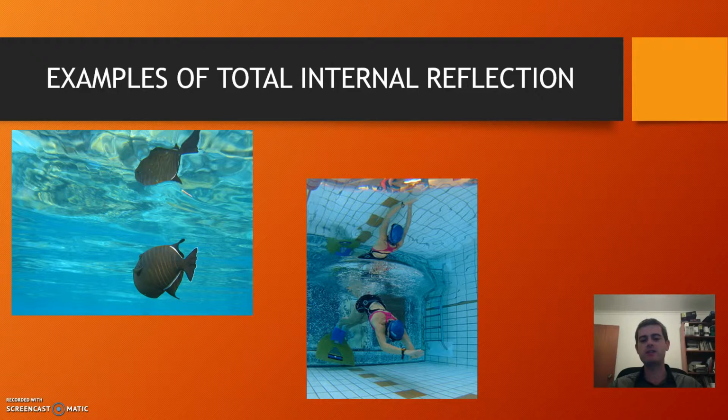So basically, at certain angles, the surface of the water will act a little bit like a mirror. And you can see here illustrations of both of those situations. Here you can see that the fish is reflected off the surface of the water, and here the swimmer is. So total internal reflection explains how those rays of light can reflect off the surface of the water.